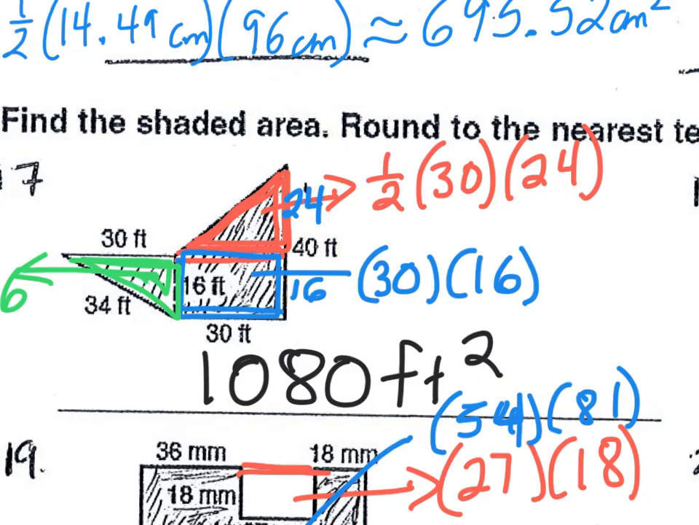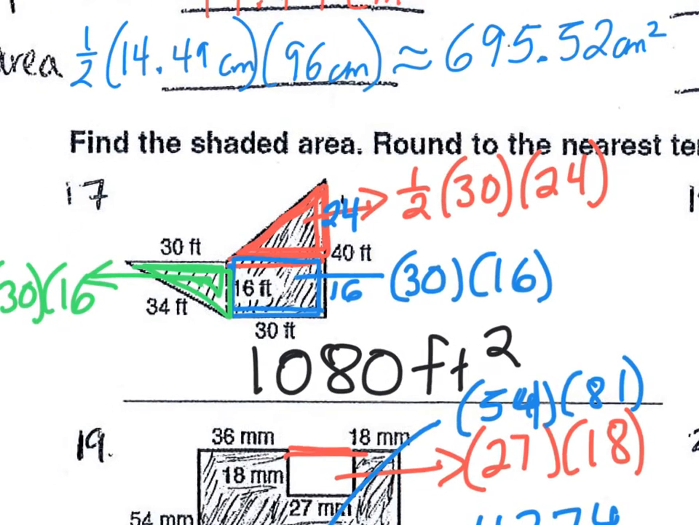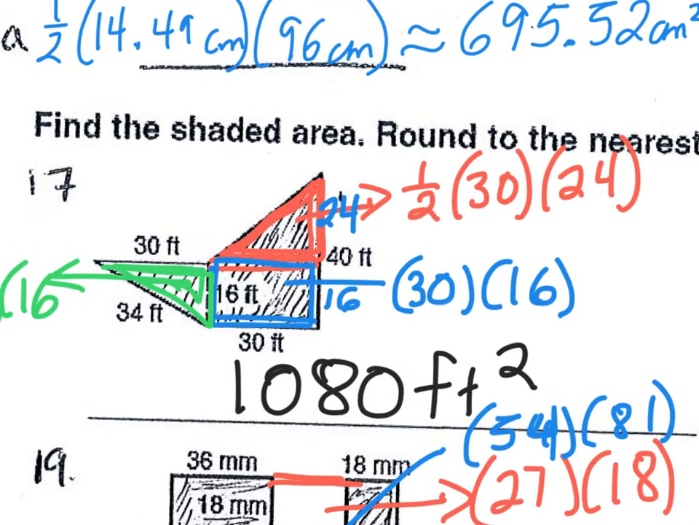So on problem number 17, what I did, I cut it into 3 simple shapes, which was rectangle and 2 triangles. Is that what you did? Yes? Okay, perfect. So on the first triangle, I just subtracted the 16 from the 40, and that's 24. So the base is 30, the height is 24, 1/2 of that is the area of the red triangle. The rectangle, it's a 30 by 16.